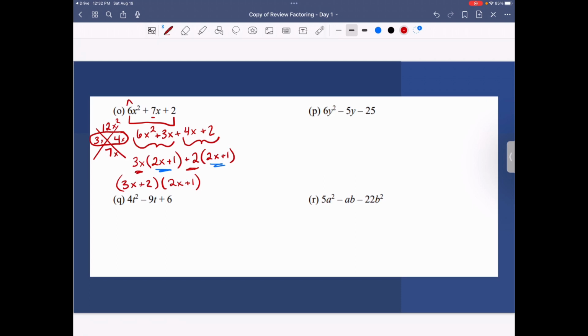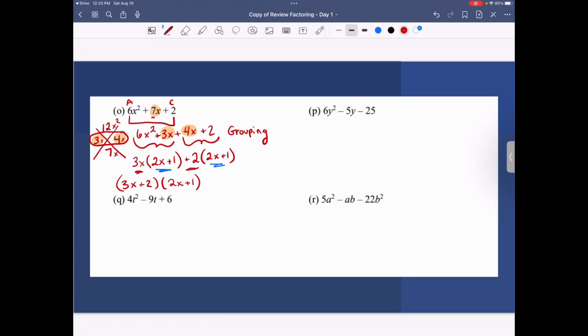multiply A and C, figure out what factors of that would add up to 7. Then we had to do grouping. Okay. Kind of like makes less sense now that it's all written everywhere. But that's where the 3 and the 4x came from, because they add up to become 7x.